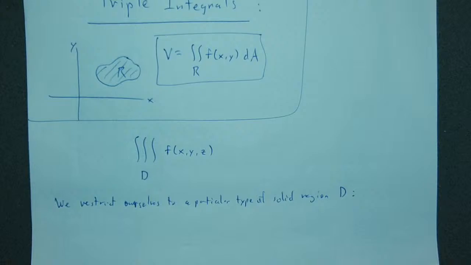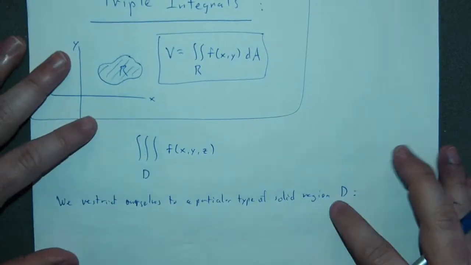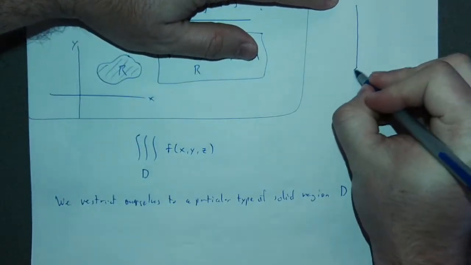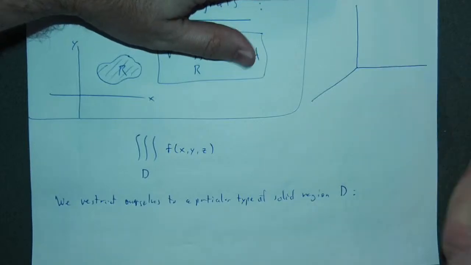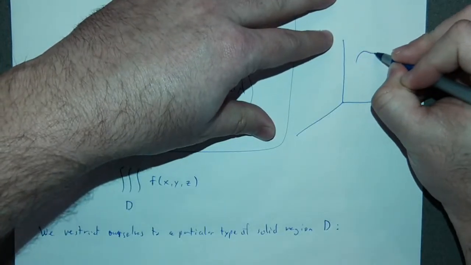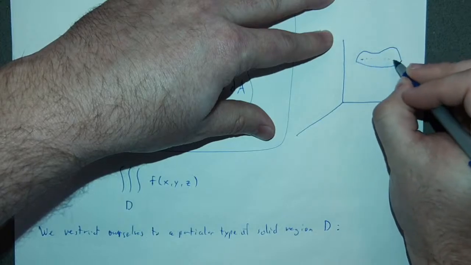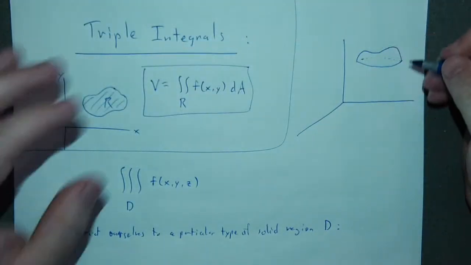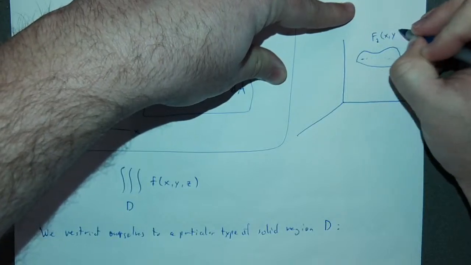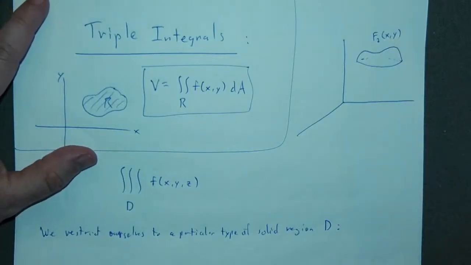It's kind of the analog of being vertically simple for a planar region R. So what type of region is this? Maybe I'll draw a picture here. The type of region we're going to concern ourselves with has an upper part that is the graph of some function. We'll call this upper function big F sub 2 of x, y. So the top of this region is the graph of a function of two variables.